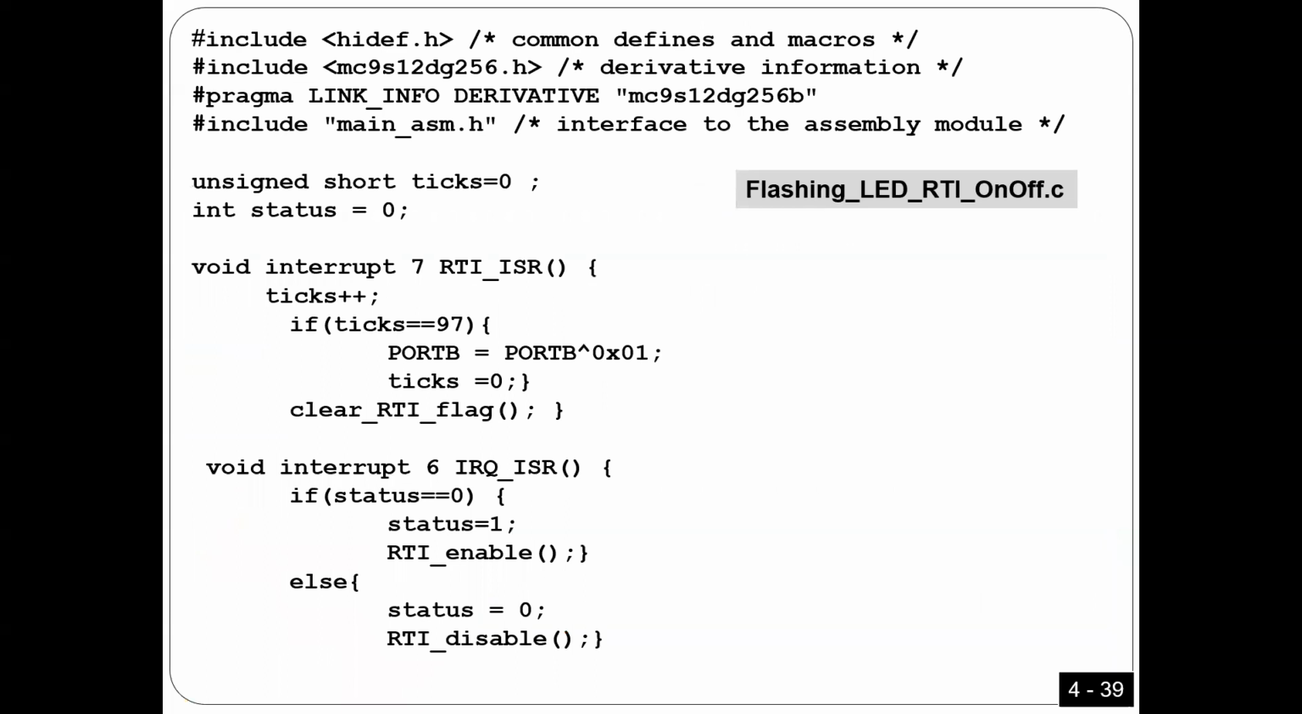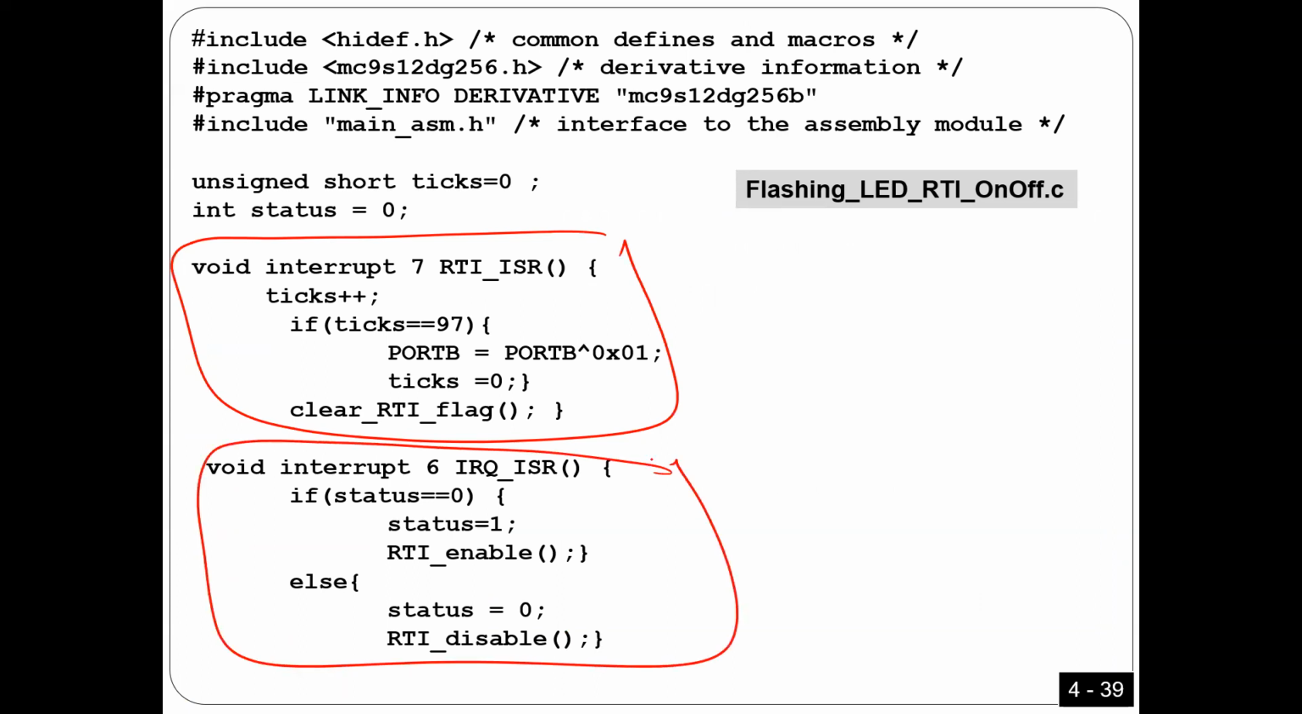Okay, how can you do it in C language? It is exactly the same thing, guys. As you see here, we have two. I'm gonna make two. Number 7, this is for RTI, and this is exactly the same thing I explained right now. Okay, this is just for flashing. Here for IRQ, number 6.